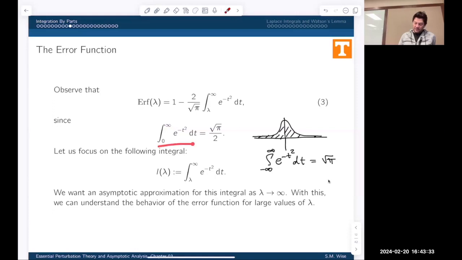So if we write this integral with a prefactor of 2 over square root of pi, then by the definition of the error function, it's clearly just equal to 1 minus 2 over square root of pi times the integral from lambda to infinity of e to the minus t squared. So if we want an asymptotic approximation of the error function, it suffices to get an asymptotic approximation of this integral. And this guy, surely we can deal with using the methods that we've introduced so far.